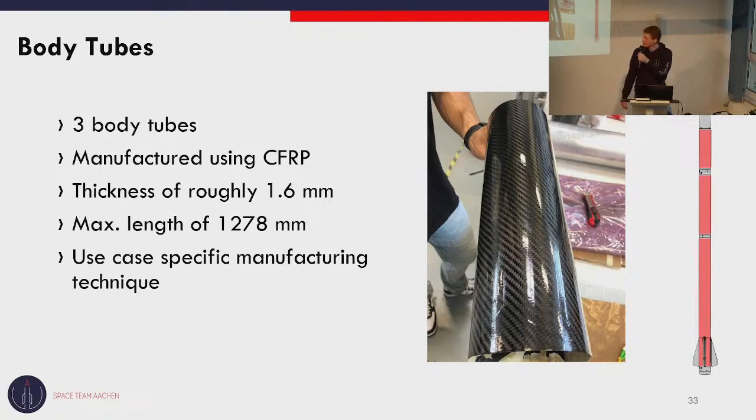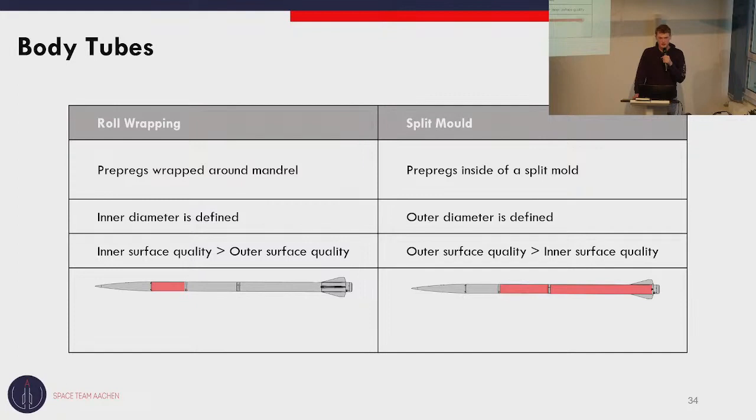Here are our body tubes. We have 3 different body tubes: recovery, payload, and engine tube. They will be manufactured using carbon fiber reinforced plastics with a thickness of 1.6 millimeters. The maximum length will be the engine body tube with a length of 1.2 meters. And we will be using use case specific manufacturing techniques. What do we mean by that? We wrote an entire project thesis about this topic where we compared 3 different manufacturing techniques for producing body tubes. One of those we disregarded, but we selected 2.